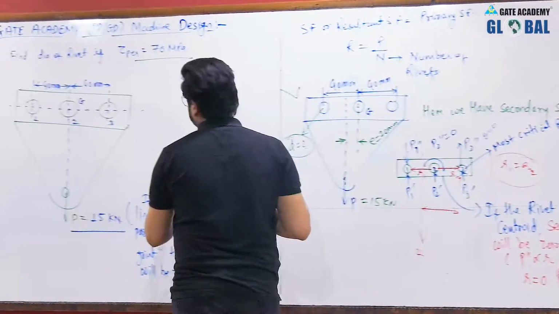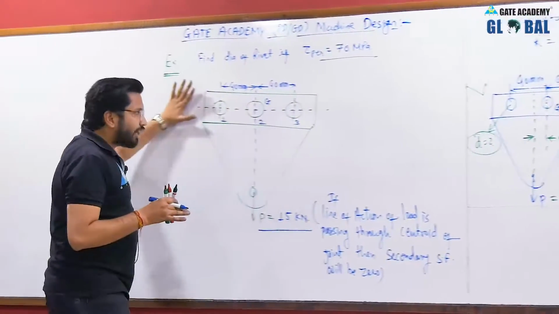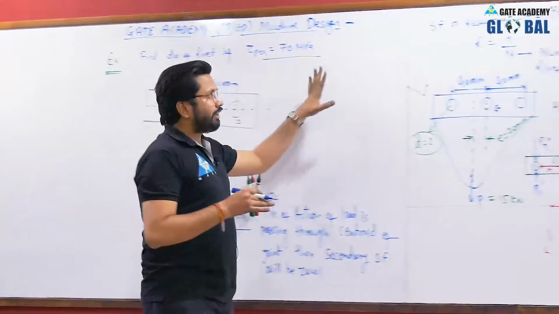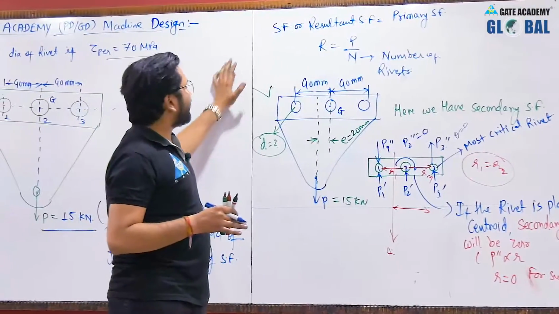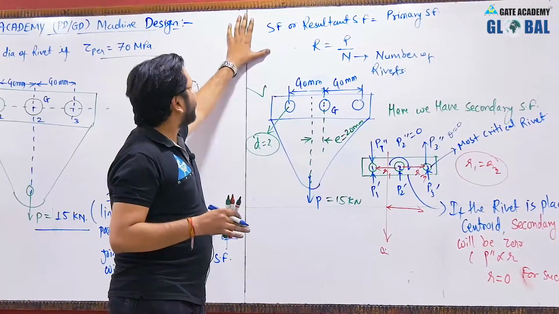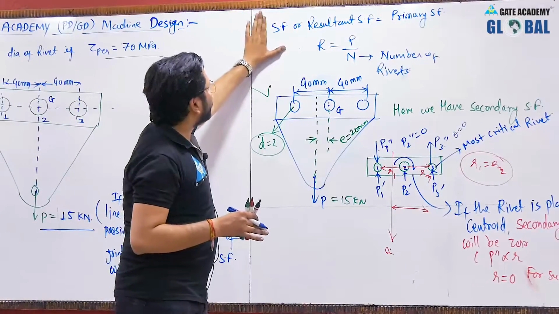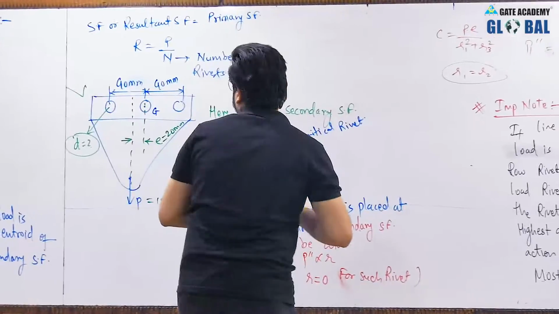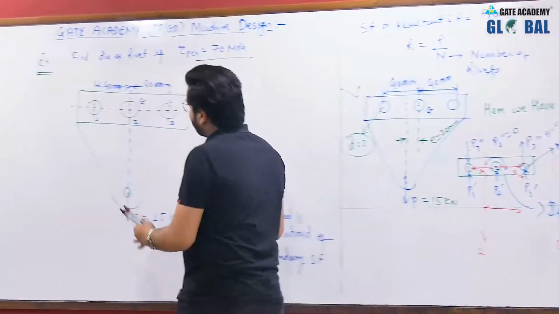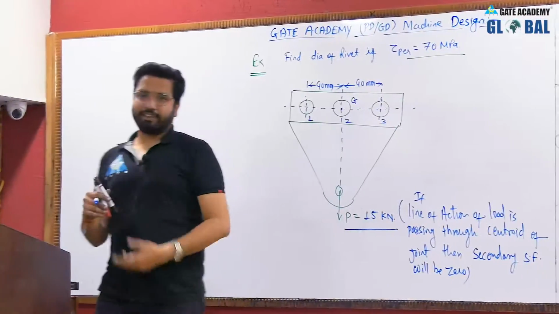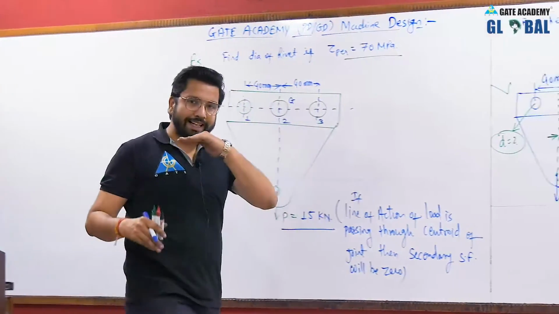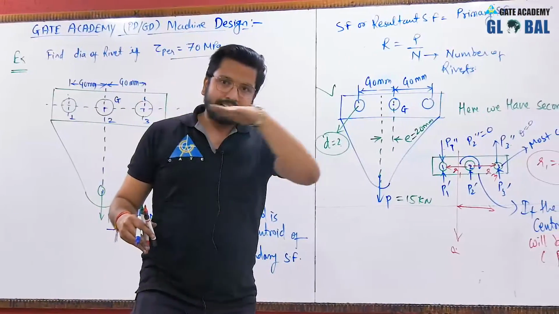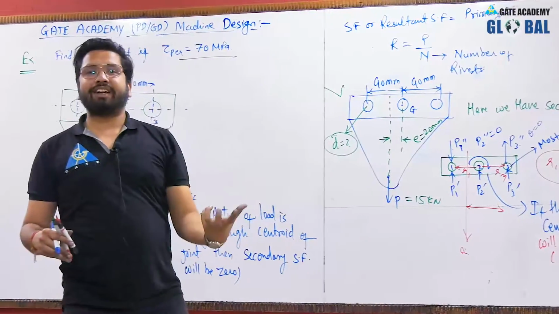Now in our initial problem, the only force acting on the rivet is the primary shear force. So the resultant shear force was equal to the primary shear force. So every rivet in this situation is a critical rivet, because the resultant force acting on each and every rivet is the same.